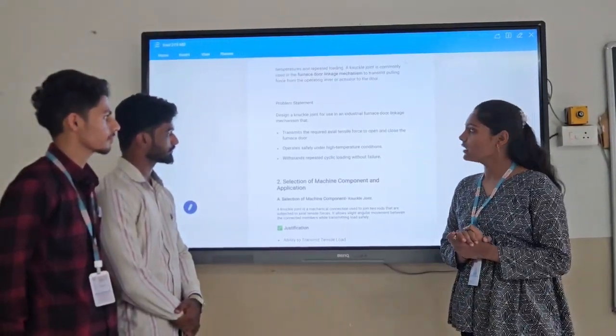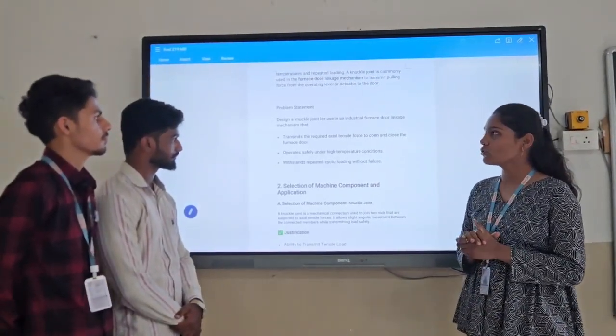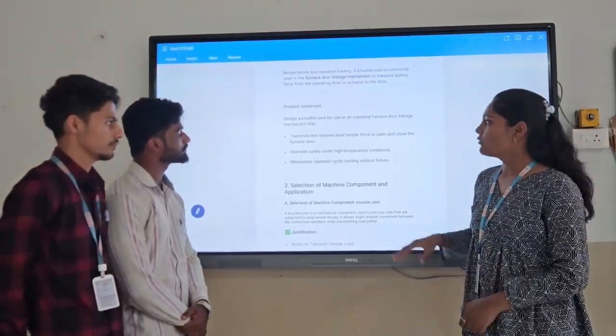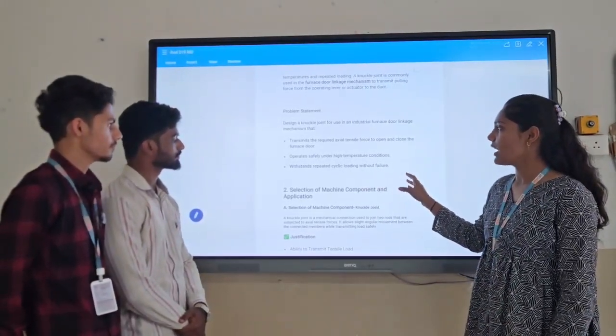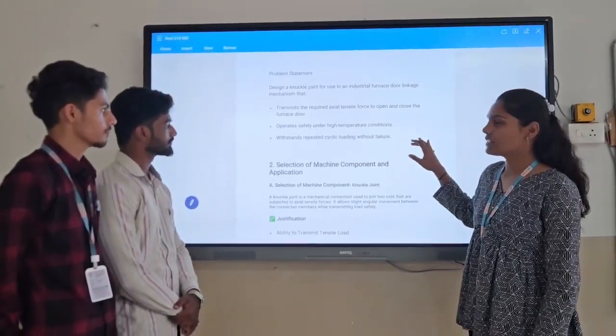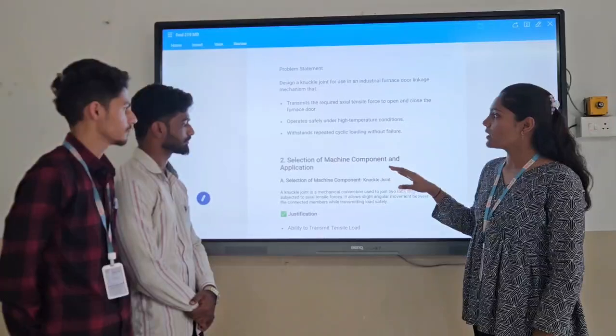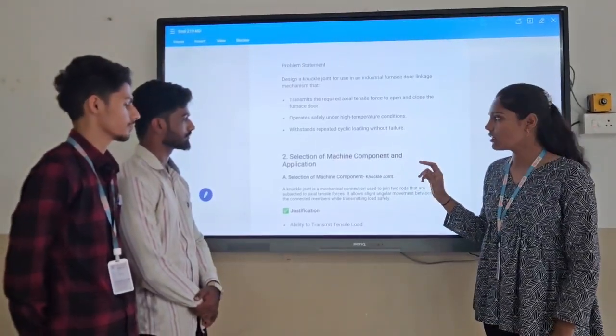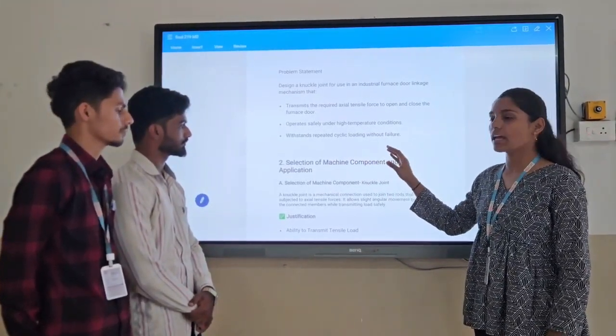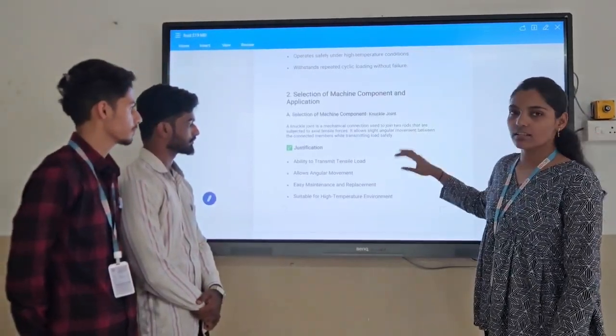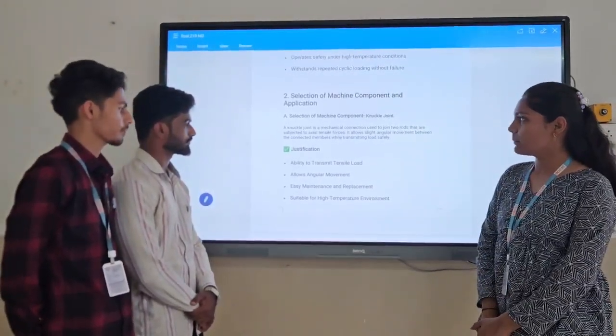The problem statement: design a knuckle joint for an industrial door linkage. For this, it transmits the required axial tensile force to open the closed furnace door, it operates safely under high temperature, and it withstands cyclic loading. Second is the selection of the machine component application.